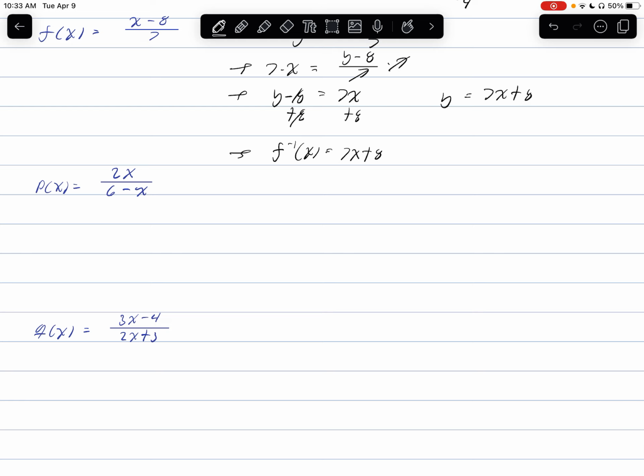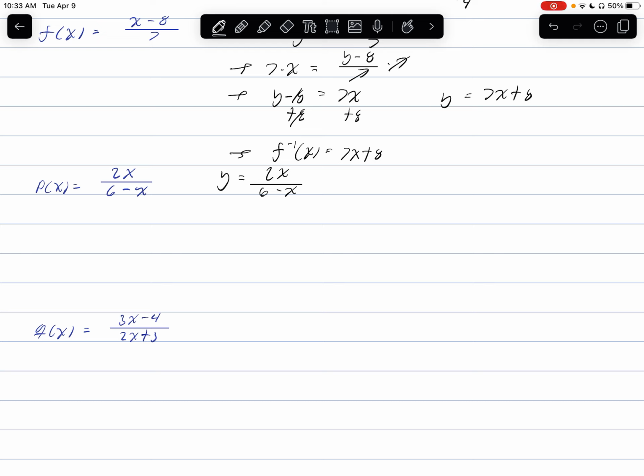Now let's take a look at this one. P of x is equal to 2x over 6 minus x. If we want to find P inverse of x, we start by replacing P of x with y. So we have y is equal to 2x over 6 minus x.